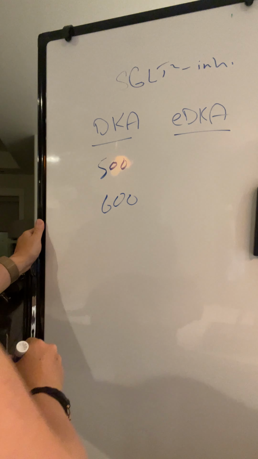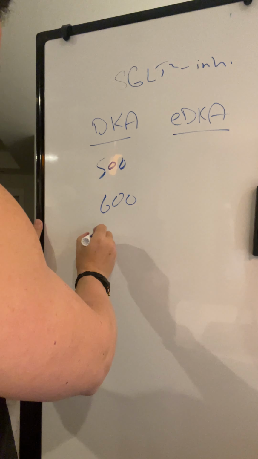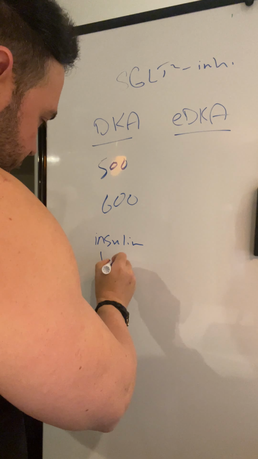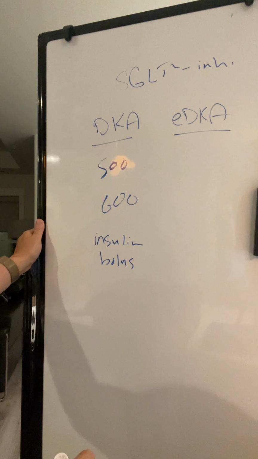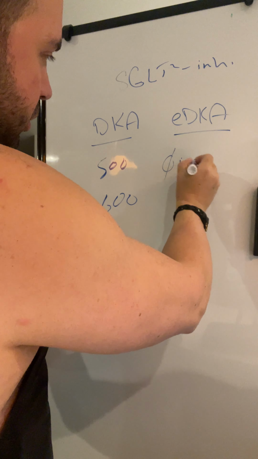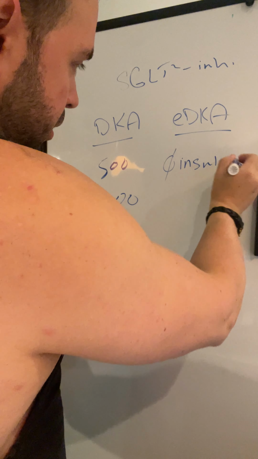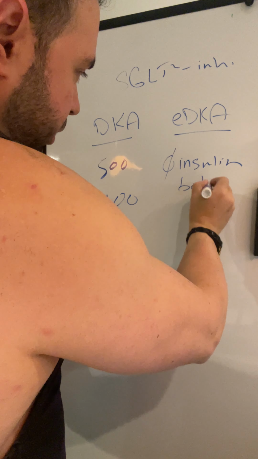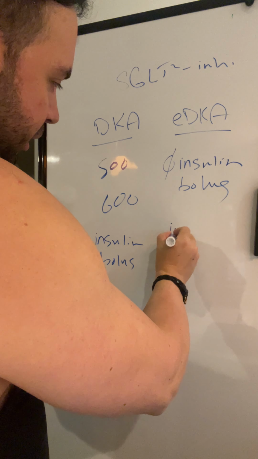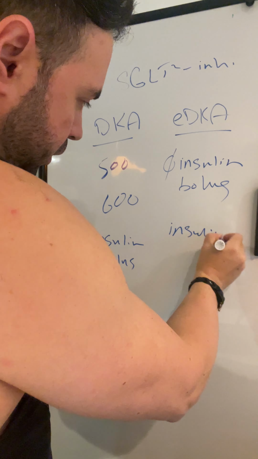The only difference is that in DKA, the blood sugar usually is like 500, 600 or something like that. So when you start the treatment, you actually give them an insulin bolus and then an insulin drip or insulin infusion. In this case, you should not give them an insulin bolus because the blood sugar is low and you can cause hypoglycemia. So you jump immediately to the insulin infusion.